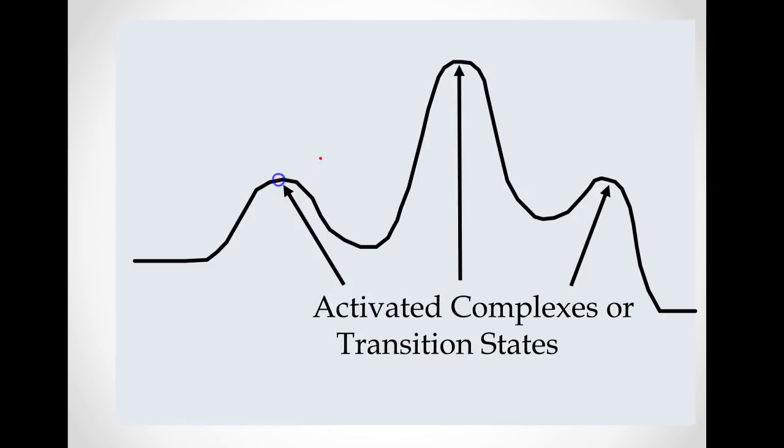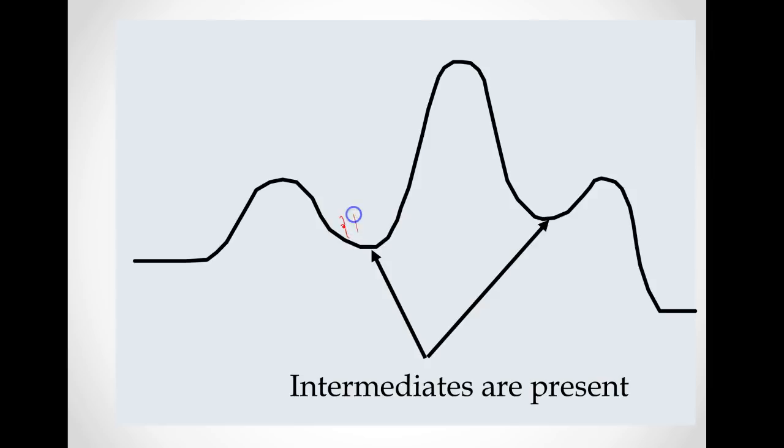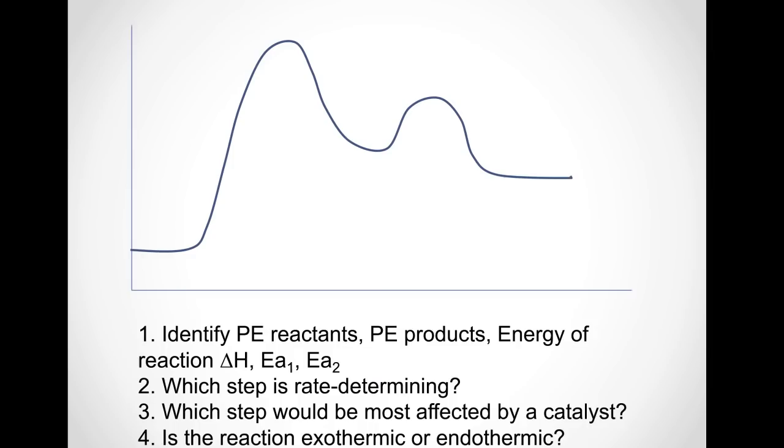Activated complexes, this is what happens when they collide. And then those are where the intermediates are. So my HOOBr and my HOBr. Okay? Even though it doesn't match because that was a four-step mechanism. So on this one, identify the potential energy of the reactants. We are talking at the very beginning for the reactants and the products at the very end. So this is the potential energy for the reactants. This is the potential energy of the products.